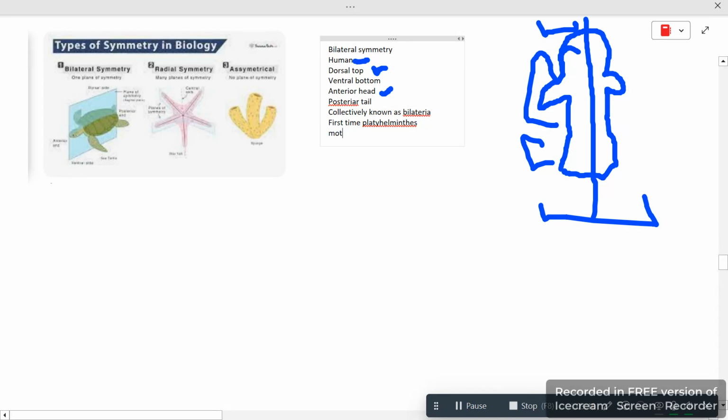Bilateral symmetry is found in motile organisms, just because we are motile. Motile simply means able to move, like movement. So an organism which can move is known as a motile organism. So in this we study the motile.